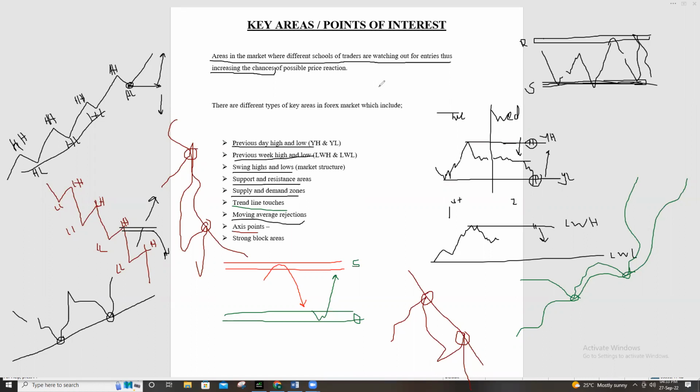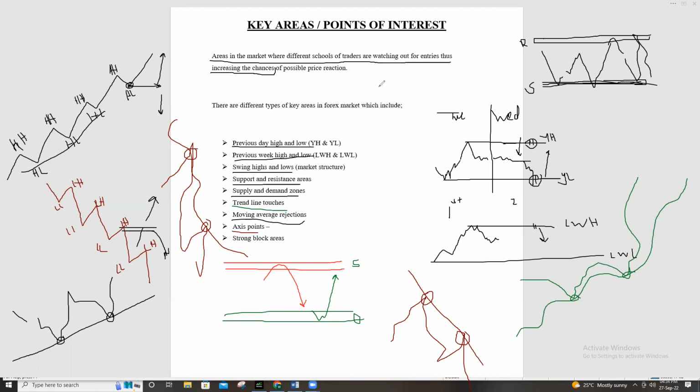Or it can be where a moving average rejection is interacting with maybe a support and resistance or a key level like a swing high or a swing low. So an axis point is where 2 or even 3 key levels are touching or intertwining. So an axis point is where 2 or 3 key points, trend line, moving average, support and resistance, supply and demand, whichever, are moving together.